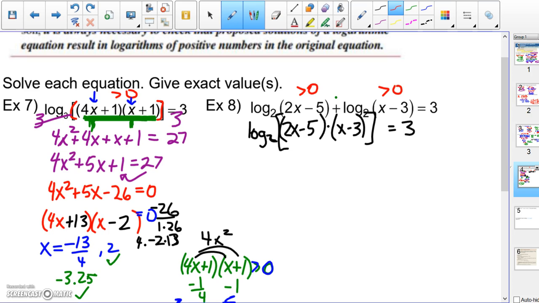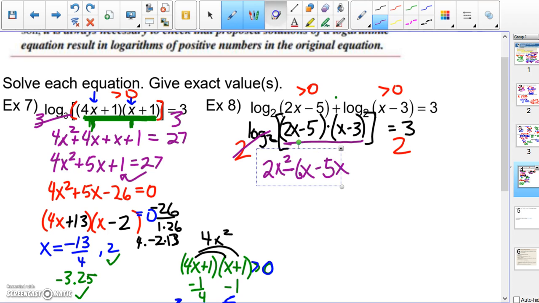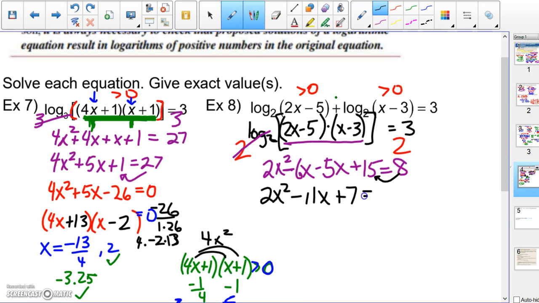So in order to get out of that log, you're going to do a base 2 on both sides. So the exponential base 2 cancels out the log base 2, and you're going to end up with just this. So I'm going to go ahead and FOIL that out. 2x squared minus 6x minus 5x plus 15 equals 2 to the third power, which is 8. So cleaning up like terms, 2x squared minus 11x, I'm going to subtract that 8 over and get plus 7 equals 0. I don't know how to factor this one, so we're going to go ahead and do the quadratic formula.